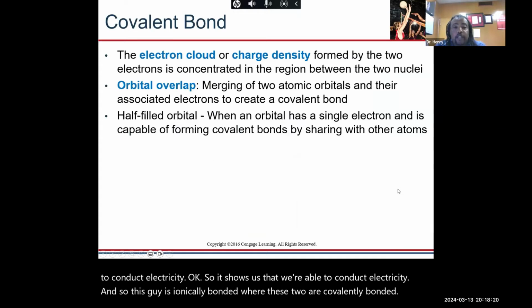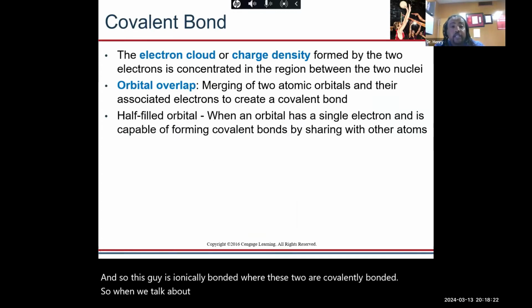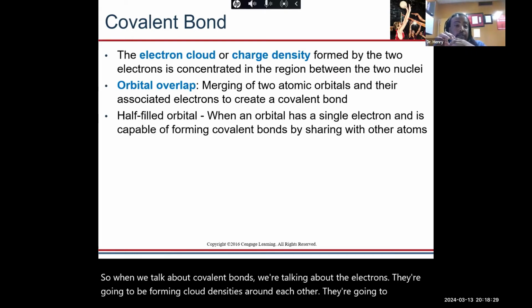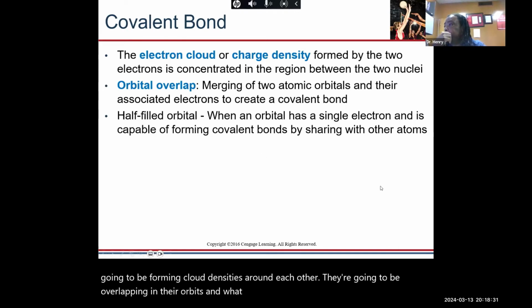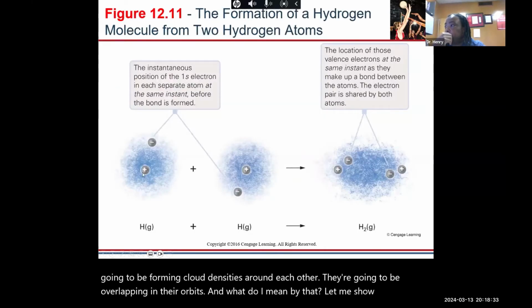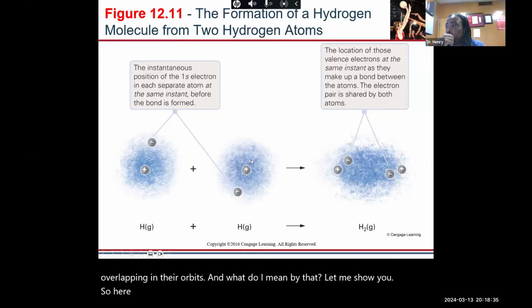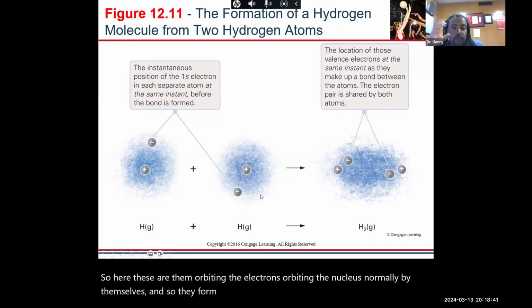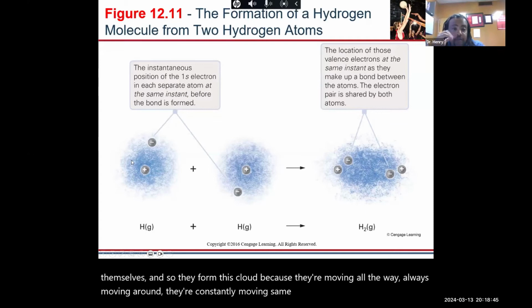So when we talk about covalent bonds, we're talking about the electrons. They're going to be forming cloud densities around each other. They're going to be overlapping in their orbits. And what do I mean by that? Let me show you. So here, these are the electrons orbiting the nucleus normally by themselves. And they form this cloud because they're always moving around. They're constantly moving. Same thing here, they're constantly moving.